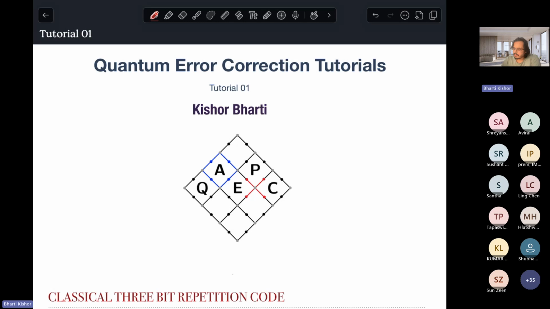So in general, I think in total there will be 18 sessions, and we will discuss starting from basics to advanced level. So we will also discuss things like fault tolerance and various kinds of codes such as LDPC codes, bosonic codes, dynamical codes, approximate codes, and so on.